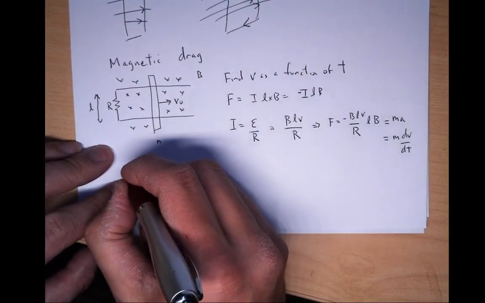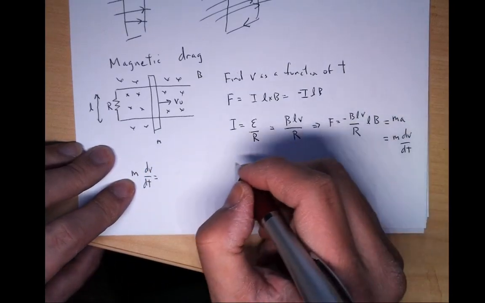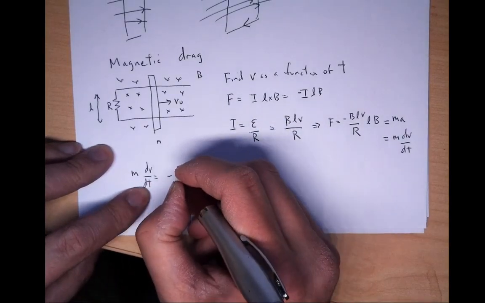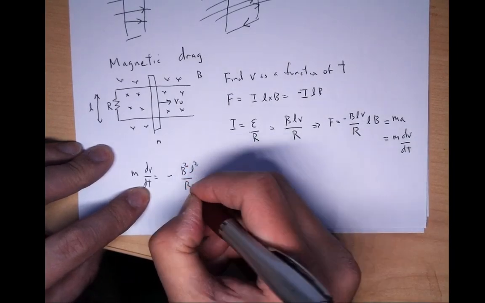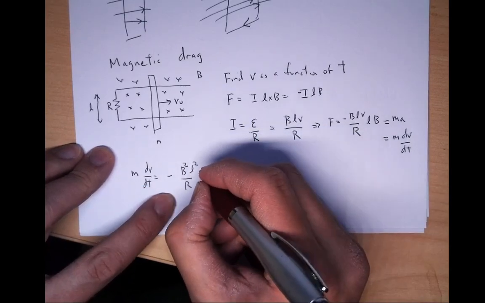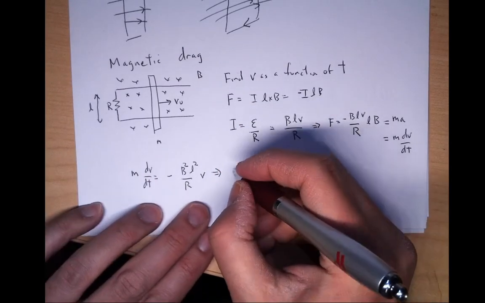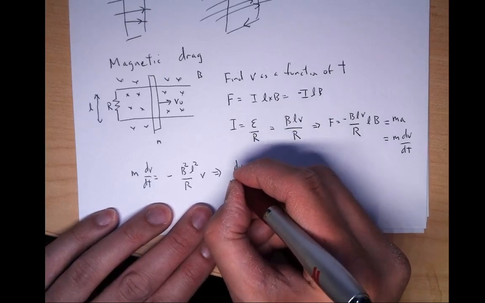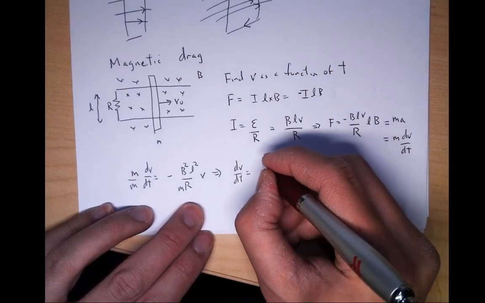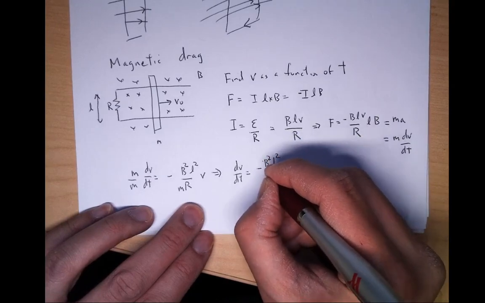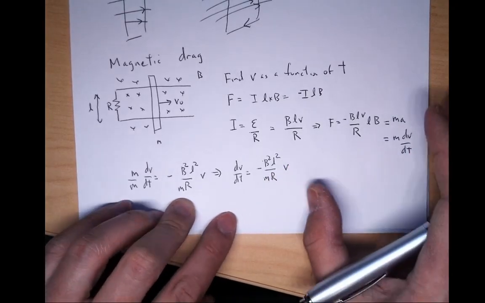So let's write this thing down. M dv dt is equal to, let's multiply everything together, minus B squared L squared over R times V. And so, dividing by m, dv dt is equal to minus B squared L squared over mR times v. And then you have to go ahead and solve this.